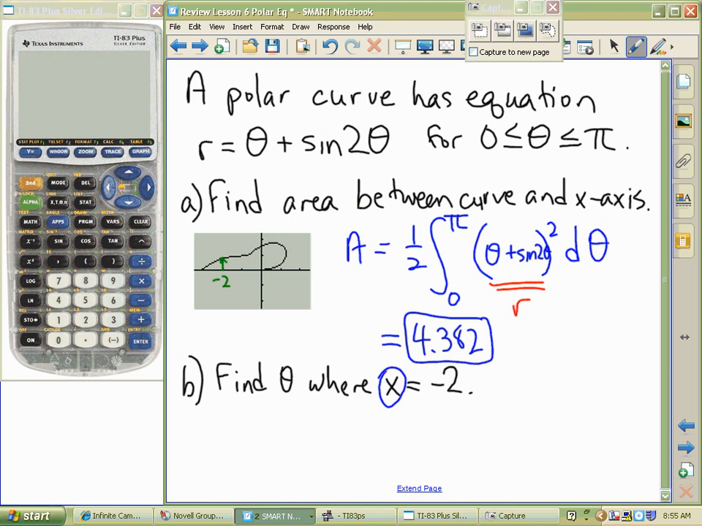What's the x deal? What's that all about? That's right. x is r cosine theta. y is r sine theta. I know what r is. r is theta plus sine 2 theta. This, again, is a calculator question. You would go into y1 in function mode. You would throw that in and solve. There are many solutions. You're looking for the one between 0 and pi, and I don't have that.